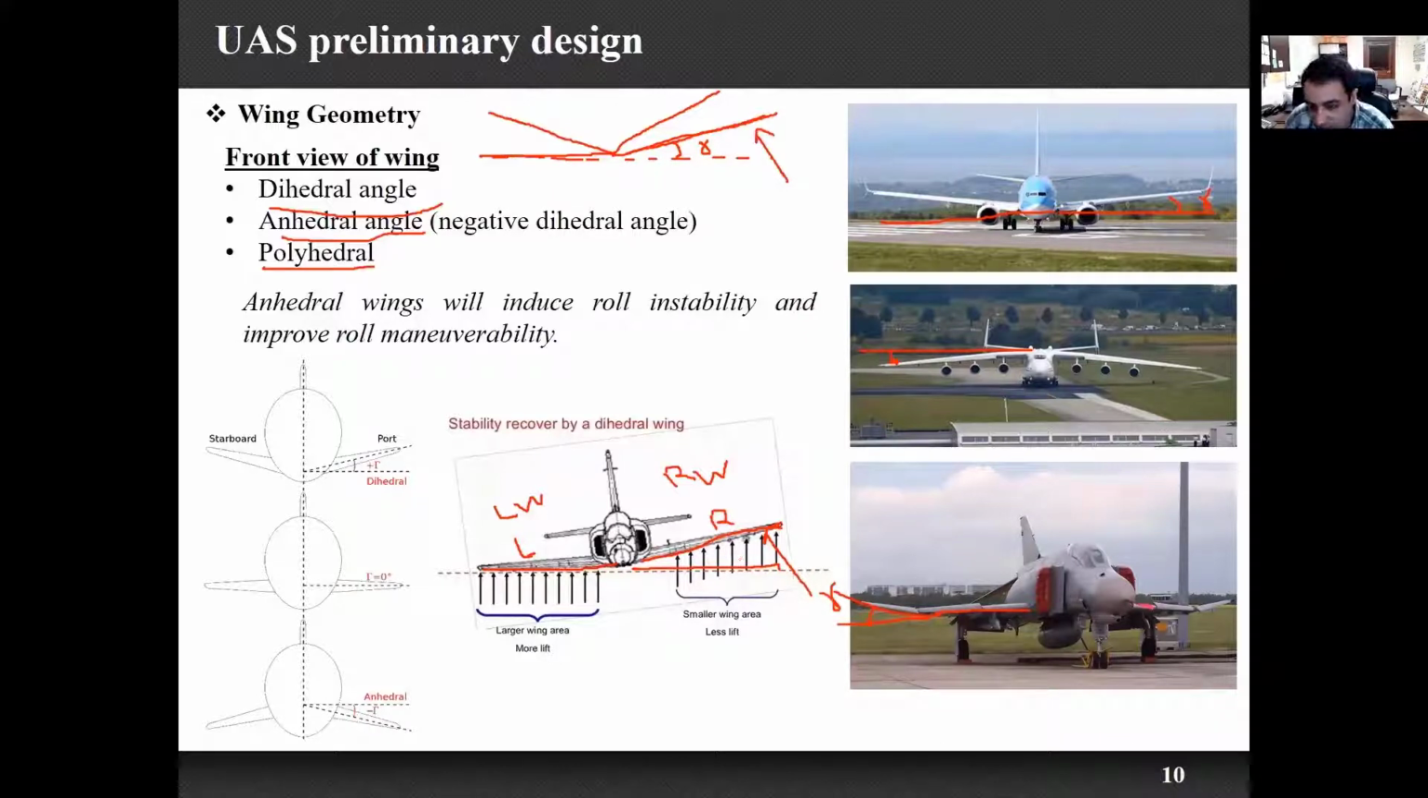So here the length of the left wing is more than the projected length of the right wing. So the length of the right wing times cosine of this angle.